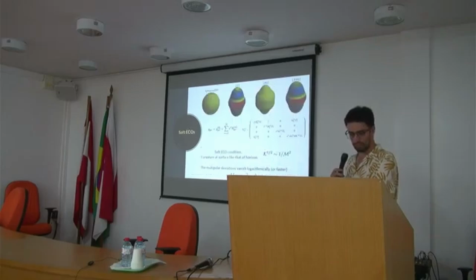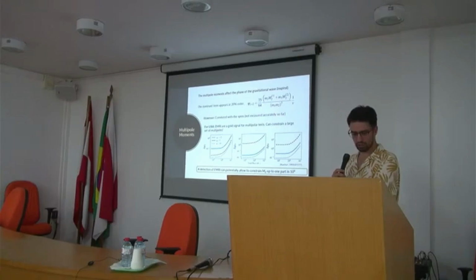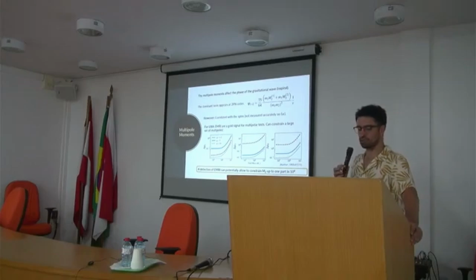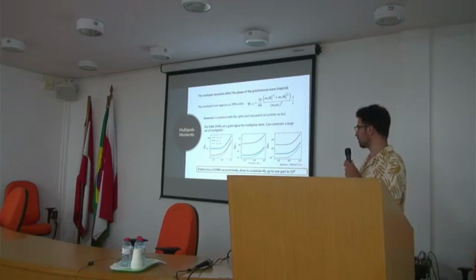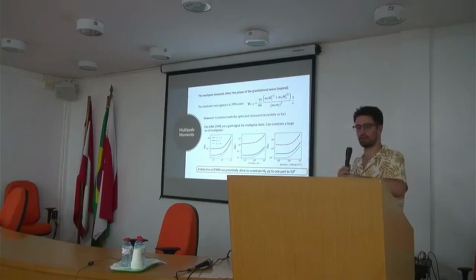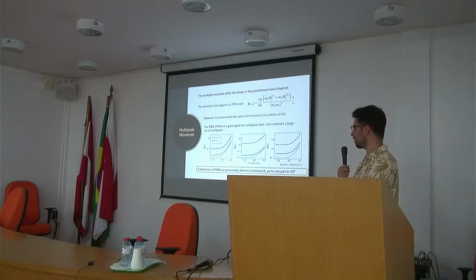Now I'm going to skip these last slides because I want to go to this part, because these multipole moments appear at 2PN order in a gravitational wave expansion. So this is an expression in powers of the velocity. And although we had some detections so far, we are not able to measure these multipole moments because they are very correlated with the spin. We have not measured accurately the spin so far.